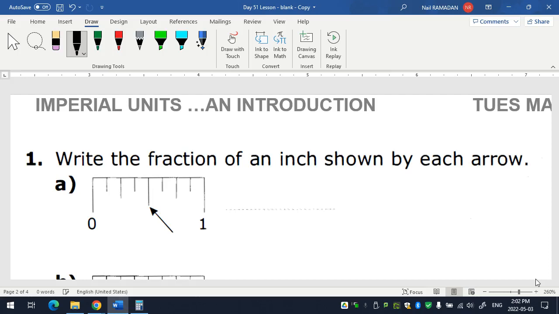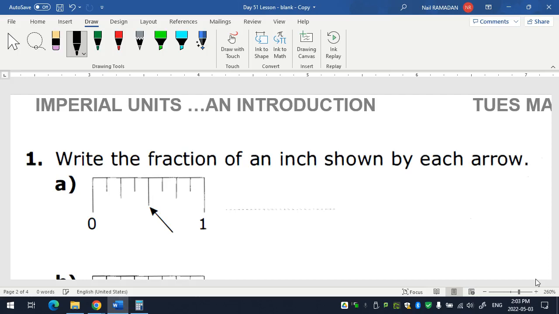Everyone, eyes on me. How much is this? 0. How much is this? 1 out of 8. Keep going. 2 out of 8. 3/8. By the way, I will accept you saying 4/8 or a half. How about this one? 5/8. 8/8, which is, you got it.